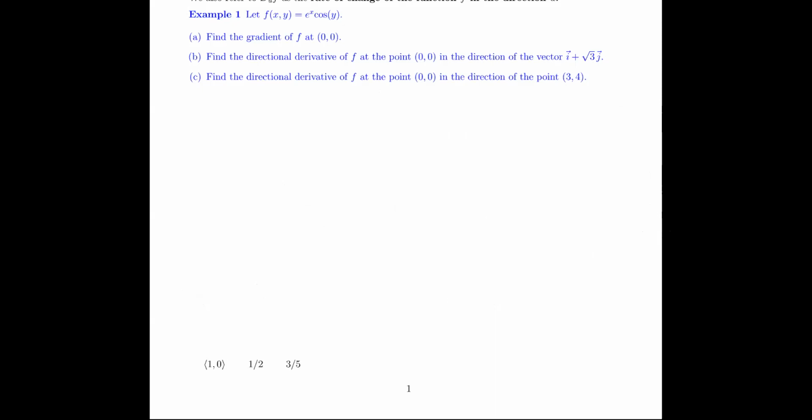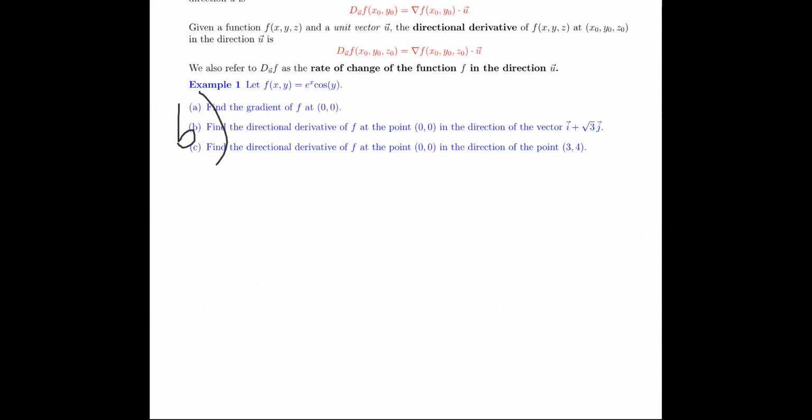All right. Then part B here says to find the directional derivative of f at the point 0, 0 in the direction of the vector i plus root 3 j. The first thing we want to do is convert this vector into a unit vector in that same direction, because our formula has to do with a unit vector u.